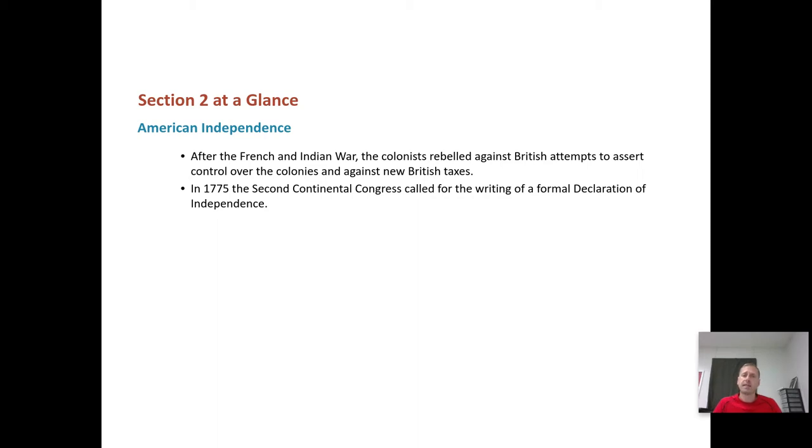What we're going to look at today is the lead up to our Declaration of Independence. We're going to start in the 1600s, move quickly through to the early 1700s and mid 1700s until we get to the time period after the French and Indian War when things really started to heat up. Let's go on and get started.